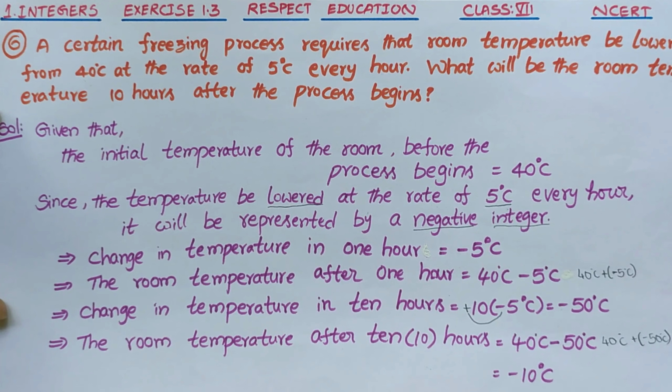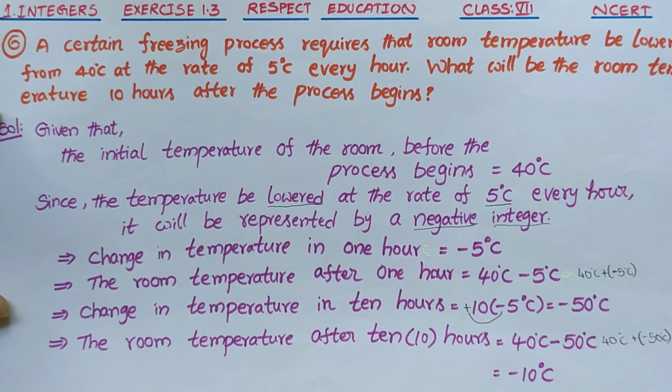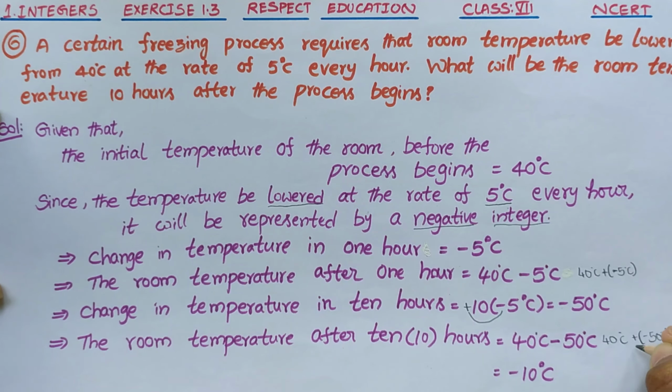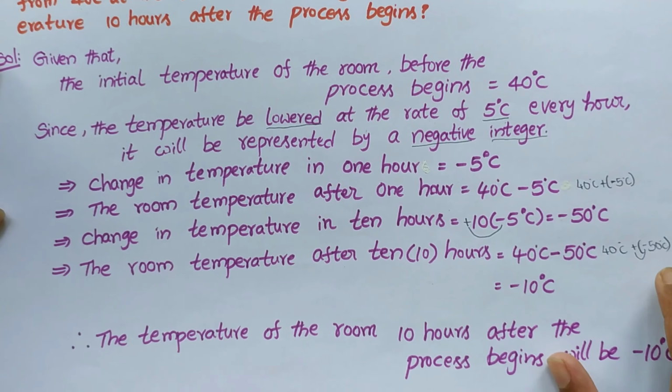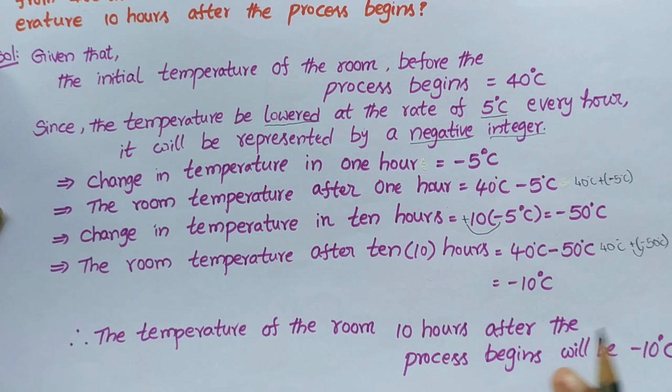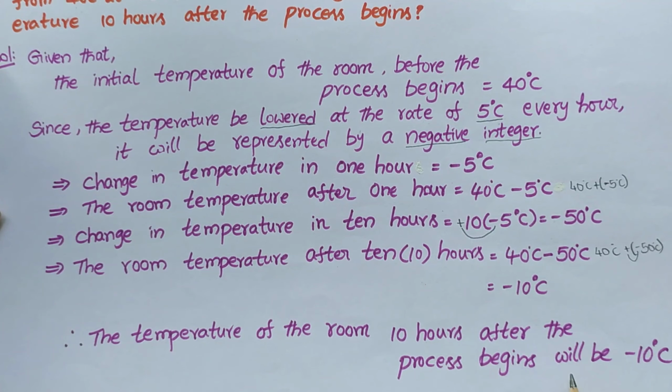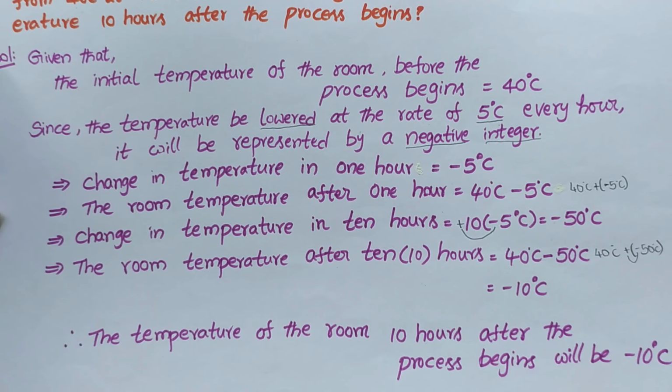Is it clear friends? So it is minus 10 degrees Celsius because plus into minus here is minus. 40 minus 50 is minus 10. So minus 10 degrees Celsius. Now the temperature of the room 10 hours after the process begins will be minus 10 degrees Celsius.